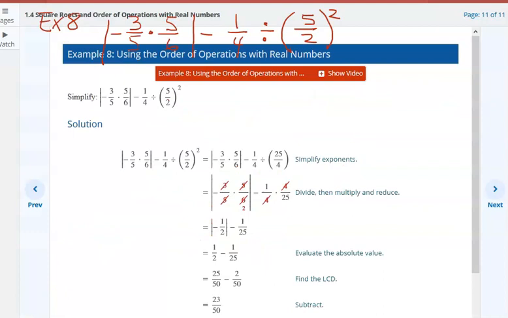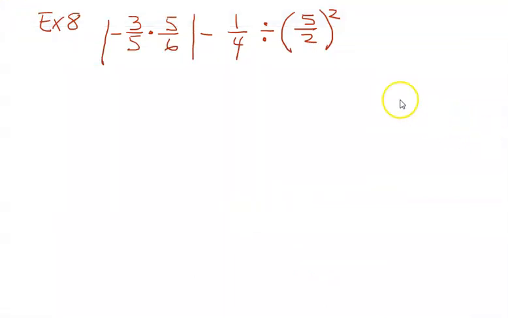Now for example 8, take a moment. We want to copy it down, and we're going to work it step by step. So again, we have grouping symbols of absolute value. We have division, we have exponents. So we can start here on the left by seeing what we can do with this.